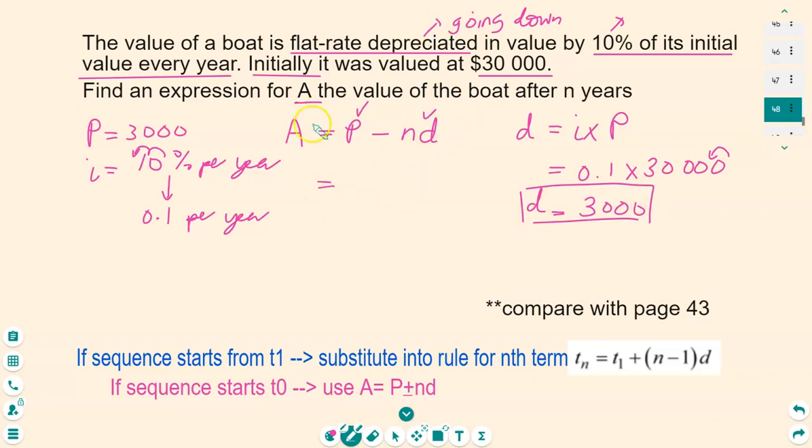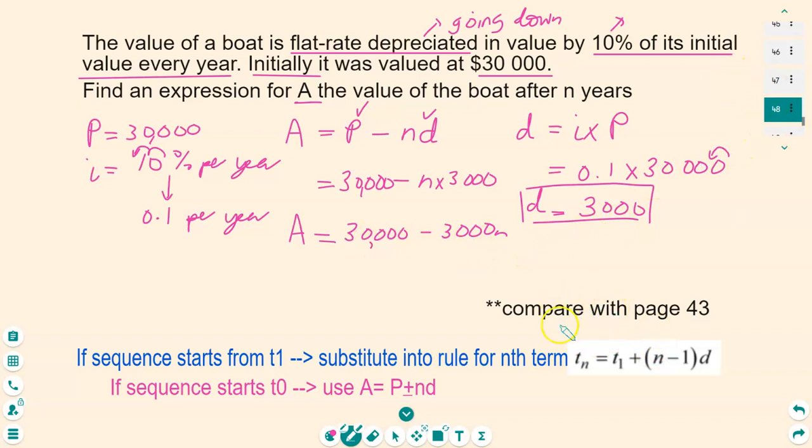Straight into the formula. A equals P take ND. 3,000 take N times D, which we just calculated. And I have missed out a 0. It should be 30,000 for the principal. And they just want an expression for A after n years. So you leave n in the equation. And just rewriting it with the coefficient out the front. And that's as simple as we can get it.